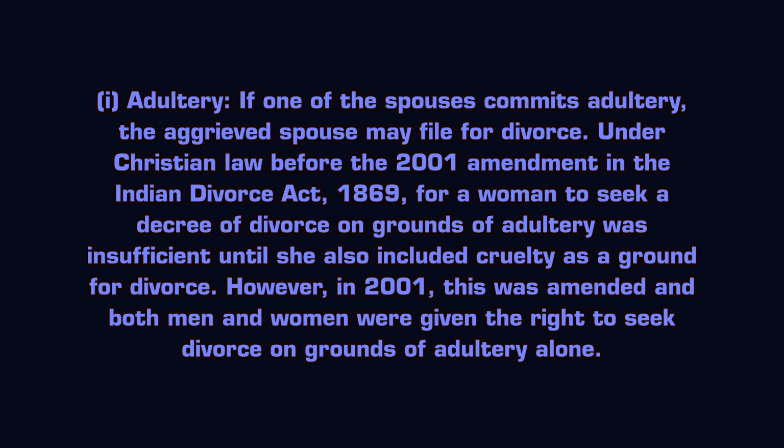Under Christian law, before the 2001 amendment in the Indian Divorce Act 1869, for a woman to seek a decree of divorce on grounds of adultery, it was insufficient until she also included cruelty as a ground for divorce. However, in 2001, this was amended and both men and women were given the right to seek divorce on the grounds of adultery alone. Further, it also did away with the provision of compensation for adultery, finally acting on the recommendations of Law Commission of India in its 15th report, which was titled as Law Relating to Marriage and Divorce Amongst Christians in India in the year of 1960.